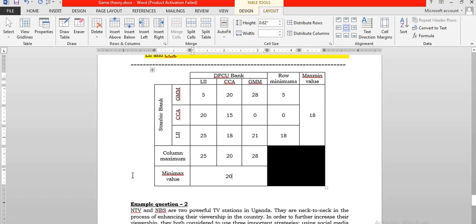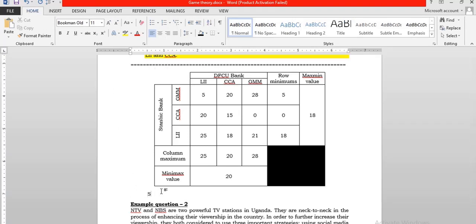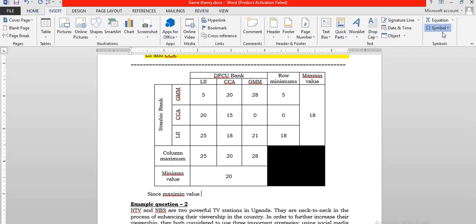Okay, now since maximin value is not equal to minimax value, there is no saddle point. There is no saddle point.